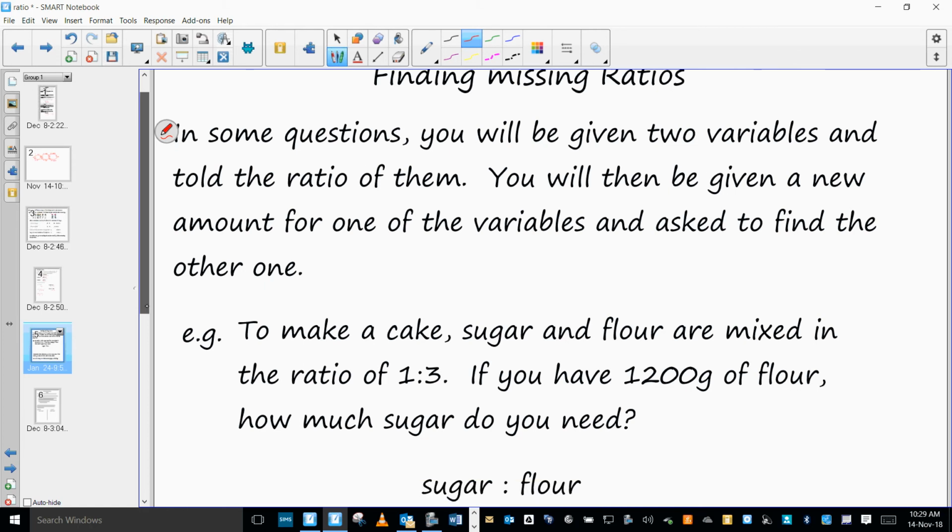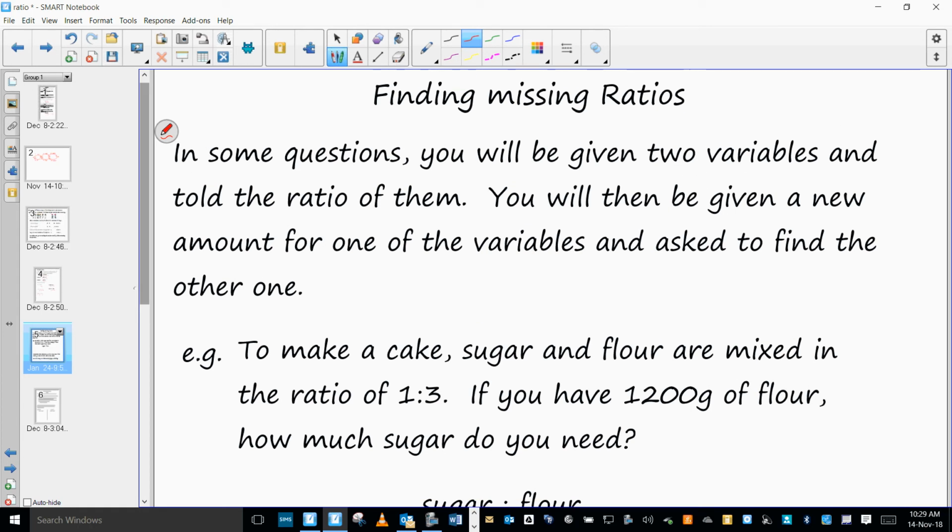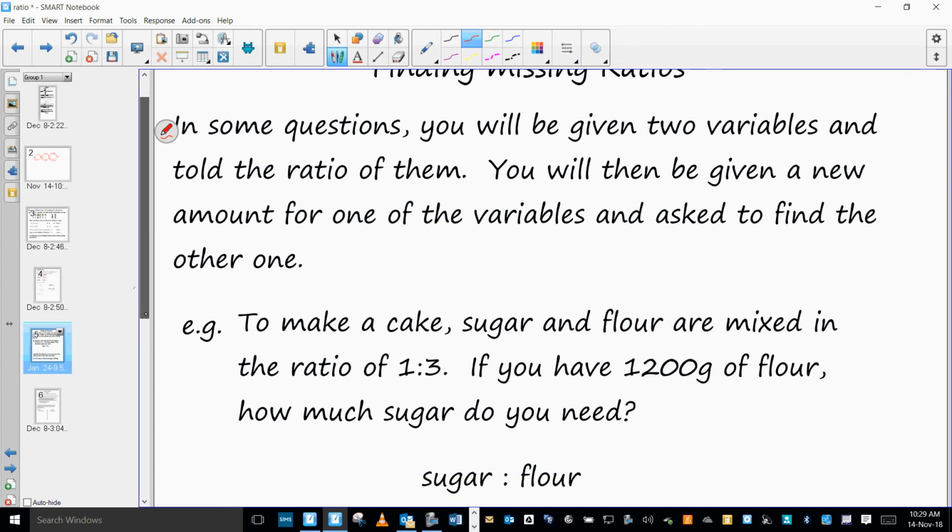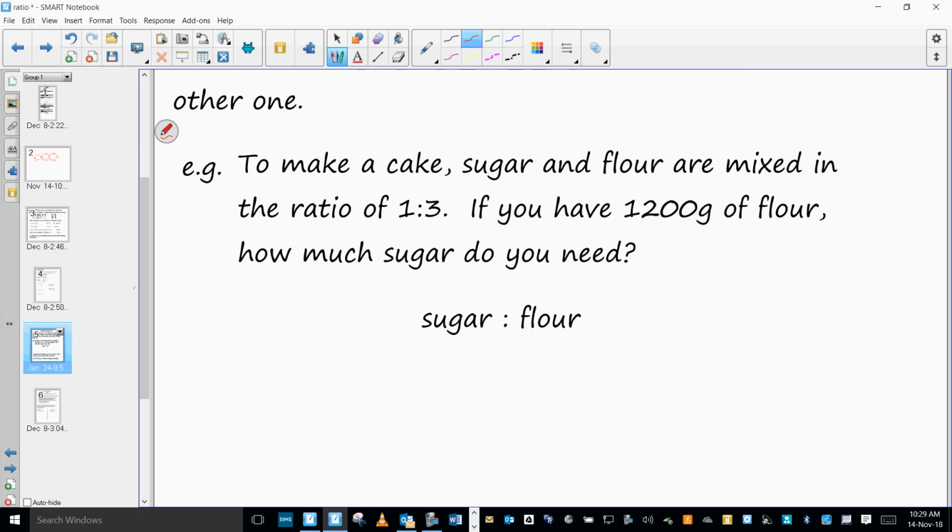Okay, finding missing ratios. In some questions you'll be given 2 variables and told the ratio of them. You'll be given a new value for one of them and asked to find the other. So to make a cake, sugar and flour are mixed in the ratio of 1 to 3. If you've got 1200 grams of flour, how much sugar do you need? I started my question by talking about sugar to flour, so I'm going to write 1 to 3 because that's the ratio it's been given.